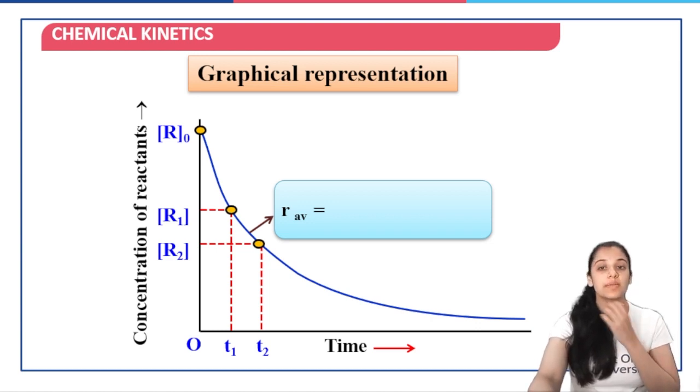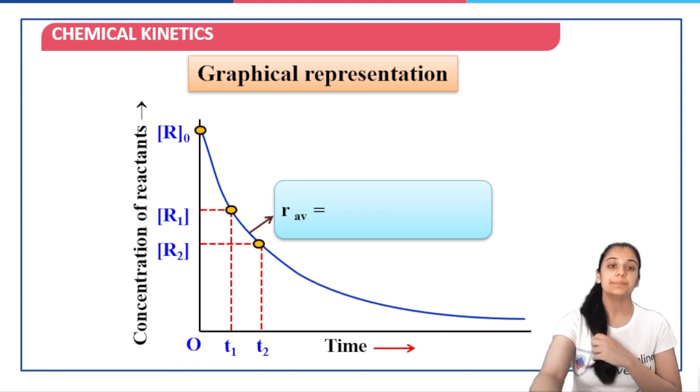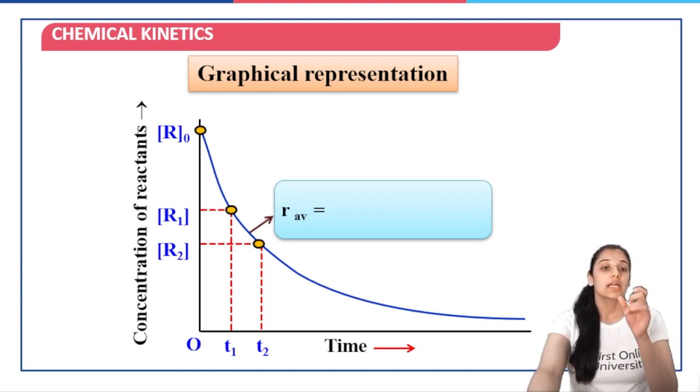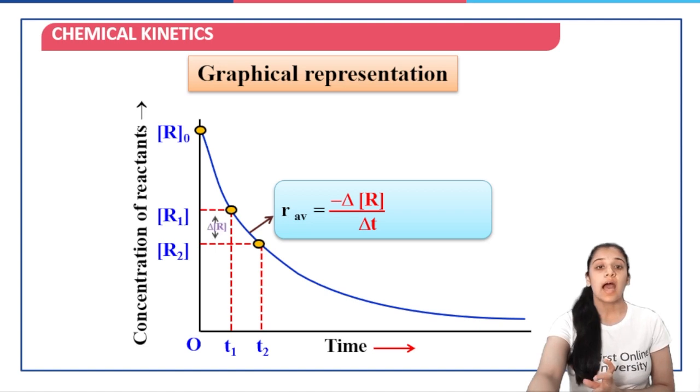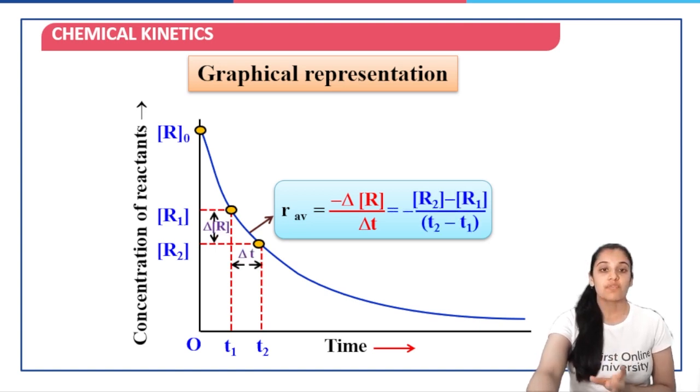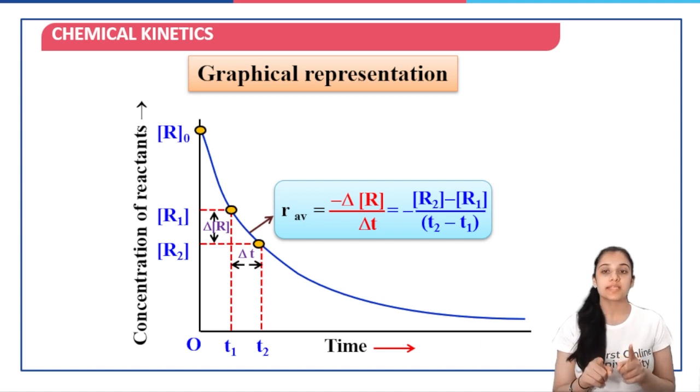And from here, we can actually get to understand the average rate of the reaction. So our average rate of the reaction is minus delta R upon delta T. And here delta R will be minus of R2 minus R1 divided by T2 minus T1. So I hope the average rate concept is clear to you.